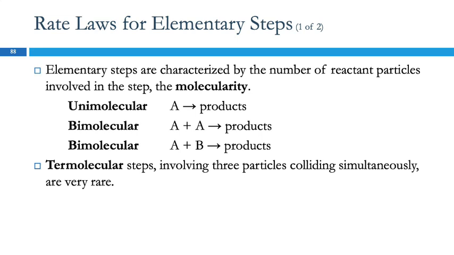Those are very rare. We talked about for a collision to be successful, there has to be enough energy, right, in the collision, and the molecules have to be oriented correctly. If the wrong ends hit each other, it doesn't matter how hard they smash into each other, it's not going to react. So you can imagine in a termolecular step, now we need three things. We need the right three molecules. They have to collide with each other at the same time with enough energy in the correct orientation, right? It's almost like a unicorn, right? It's just like really hard to have that happen. So really rare. Most elementary steps are either unimolecular or bimolecular.